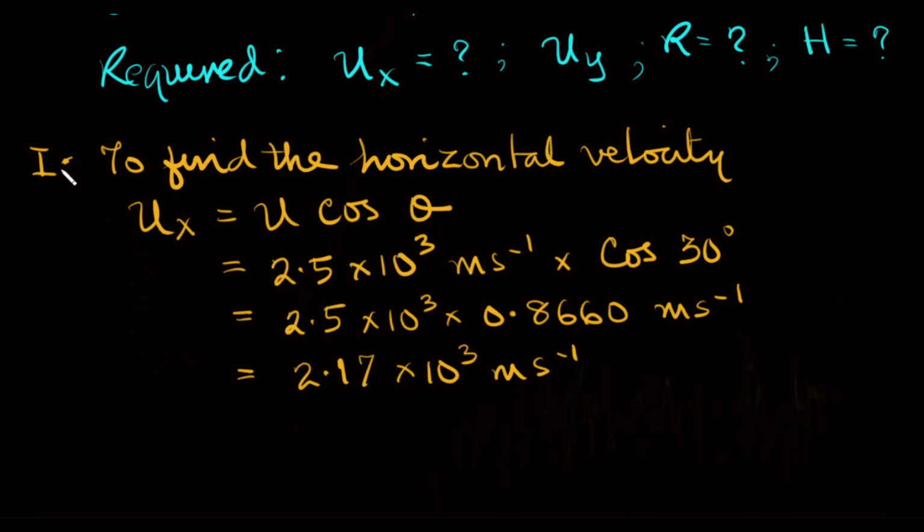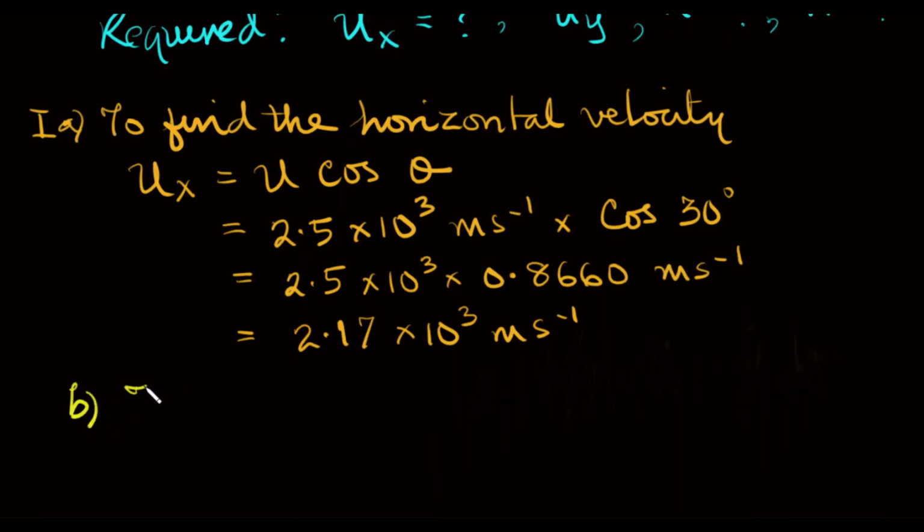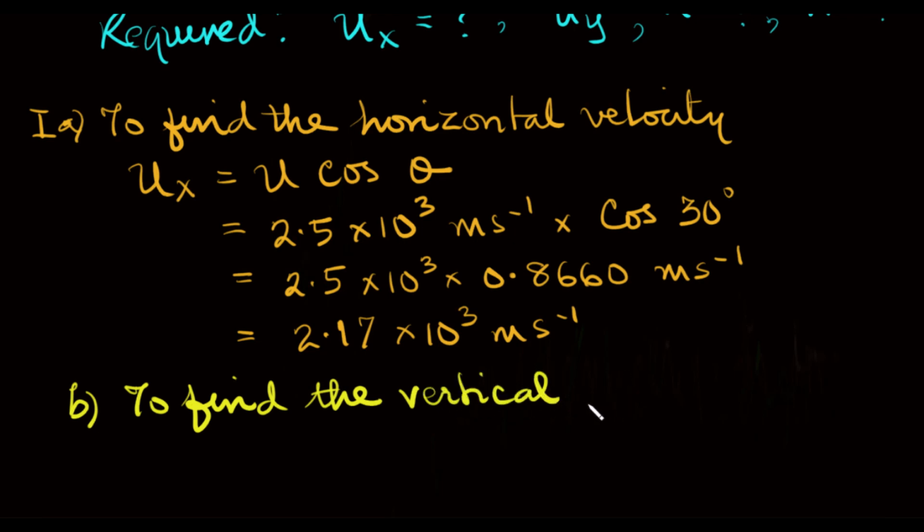So let's call this 1A. 1B, to find the vertical component of the velocity, which we can also call the vertical velocity.